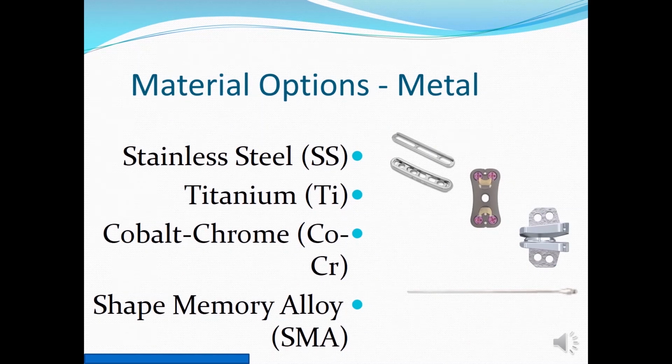So what are the options we have to choose among materials to construct or to design a device or a construct to stabilize a given motion segment? We have stainless steel, titanium, cobalt chrome, or shape memory alloy. These are the metallic implants or materials we can use in manufacturing our implants.